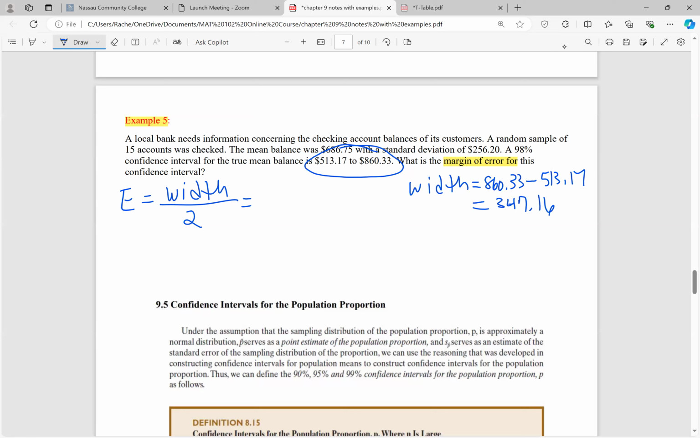So now to get the margin of error, we take the width, which is 347.16, and we divide it by 2. And it's equal to 173.58. And that's my margin of error.